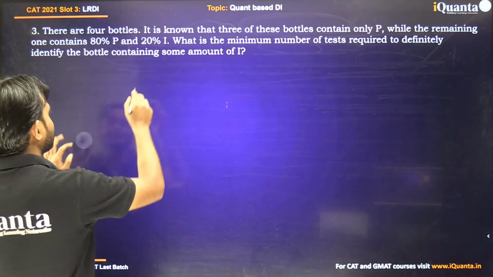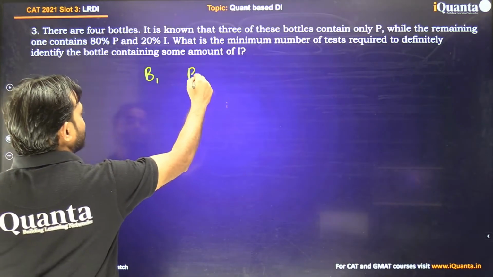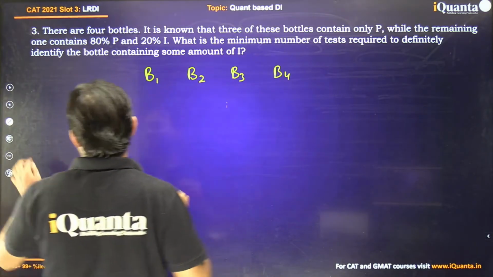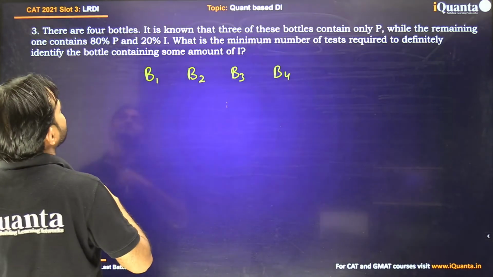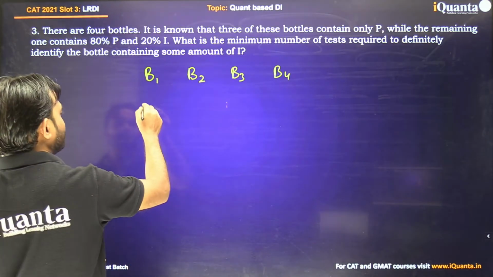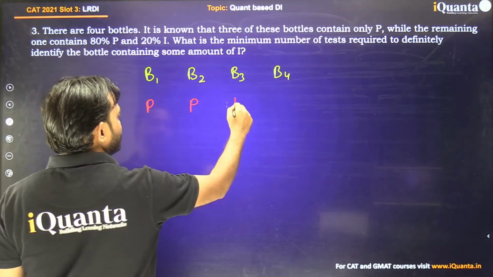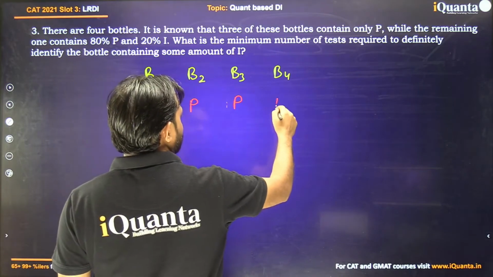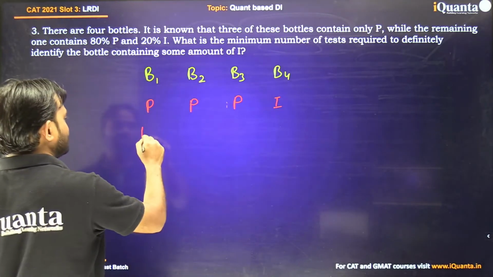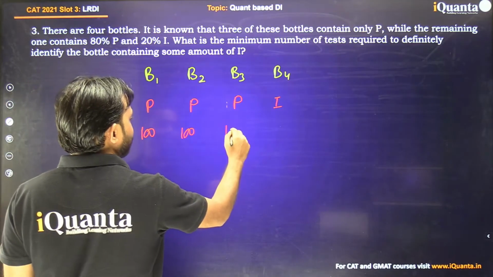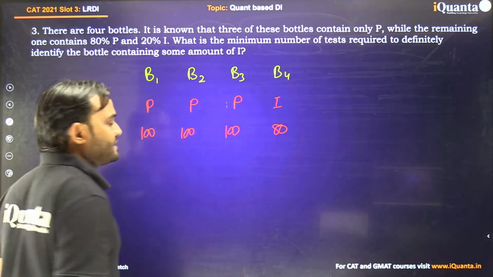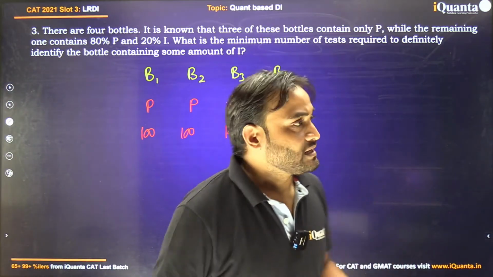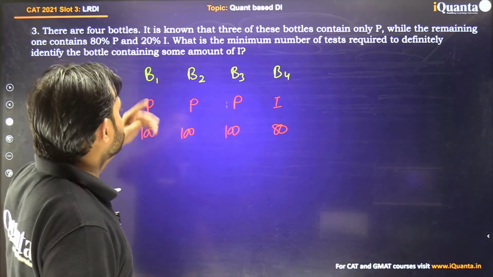So once again, let's take that there are 4 bottles, B1, B2, B3, B4. It is known that 3 of these bottles contain only P. So P, P, P. Only P means 100% P, okay? While the remaining one contains 80% P, so it has impurity. So this is 100, 100, 100 and 80. Now we need to tell in how many minimum tests which bottle has impurity.